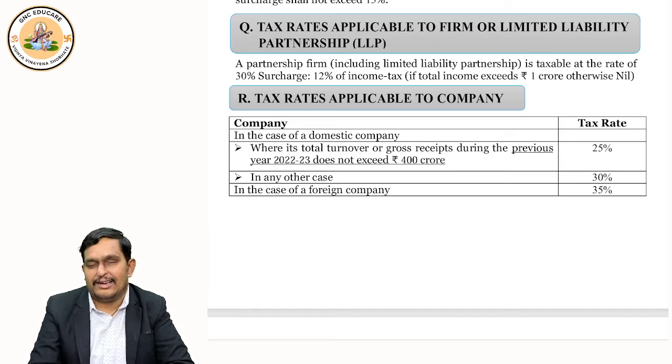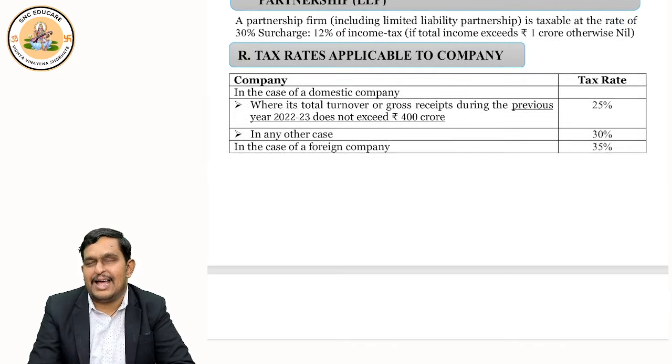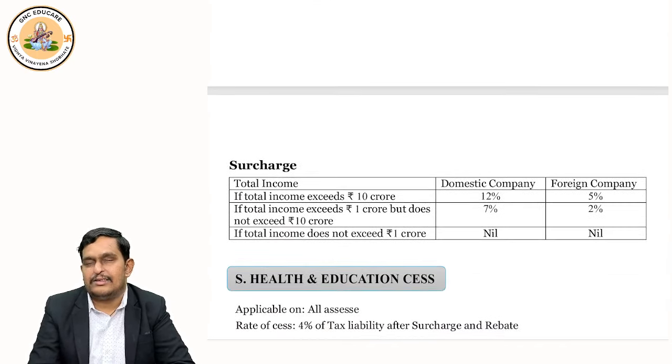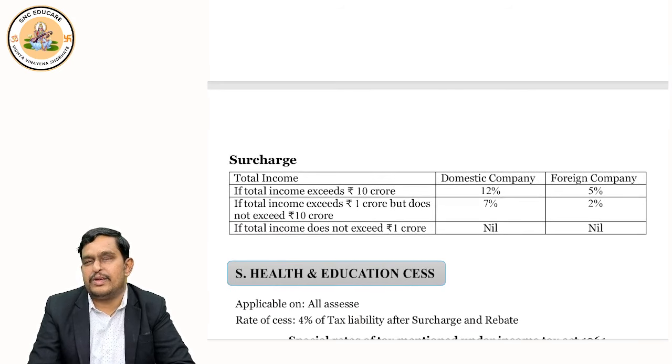3 crores. Correct? Plus you have to do surcharge. How much? 12% I said. Now 12% should be calculated on 10 crores or on 3 crores? Tell me. The answer is on 3 crores. Surcharge is a tax on tax. So on 3 crores, 12%. How much would it be?